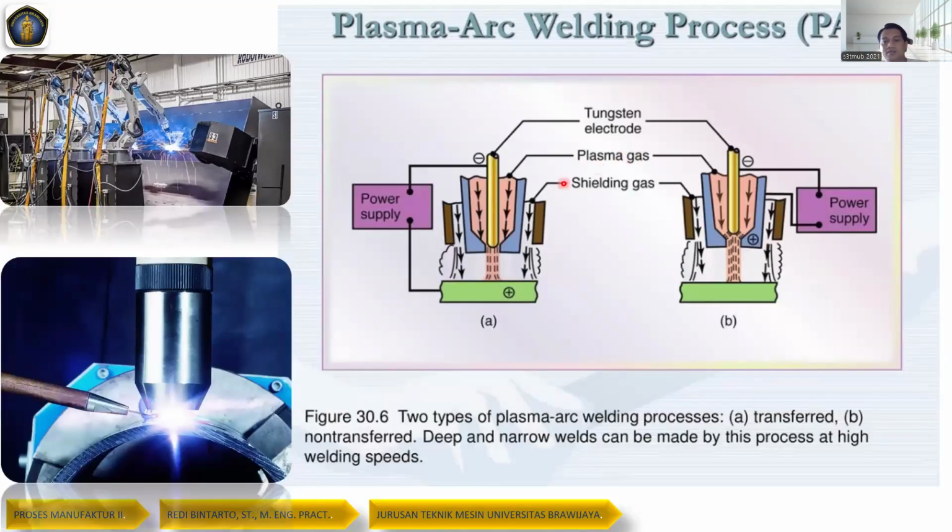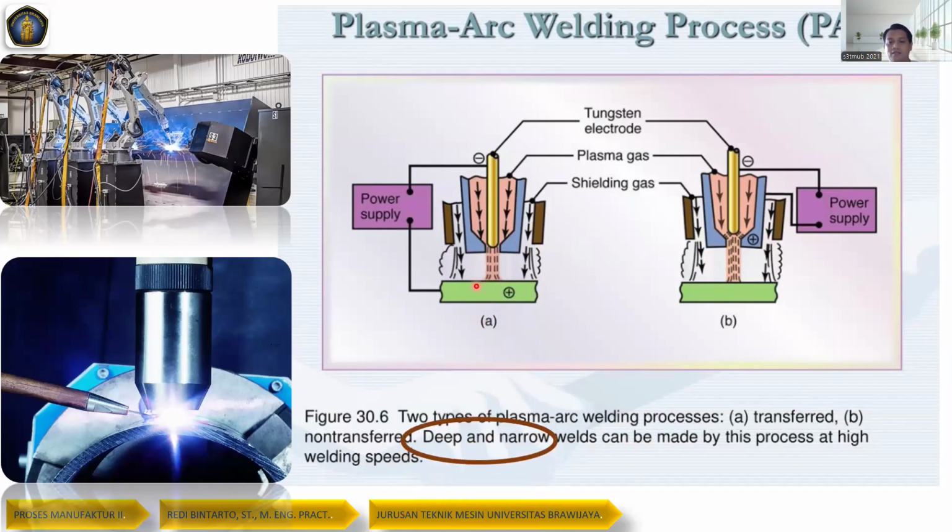So this is the picture. The difference between A and B is that A is transferred, and B is non-transferred. In the name, a deep and narrow field can be made by this process at high welding speeds. After the differences of the type, the position of the electrode would produce the characteristic of the welded metal. This means the depth of the welding itself.